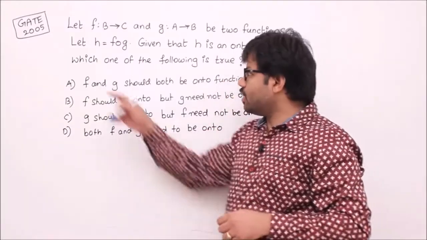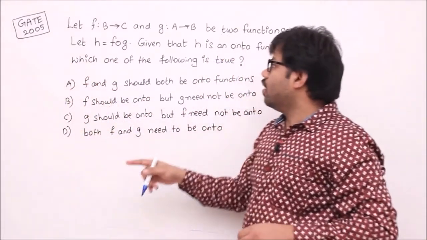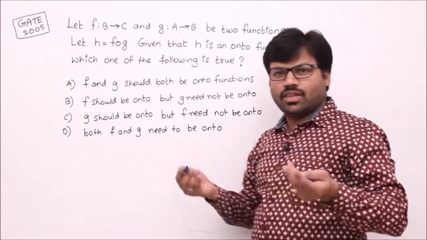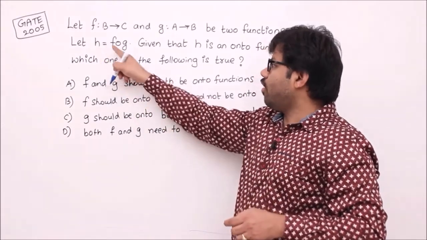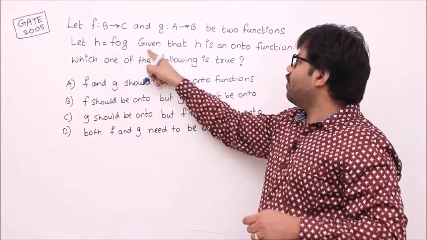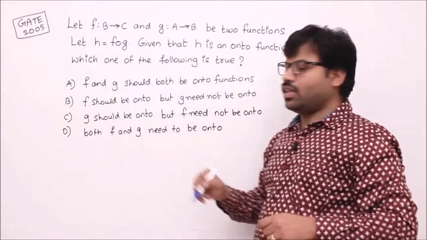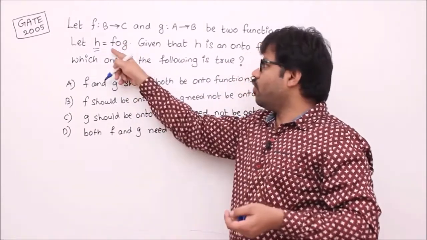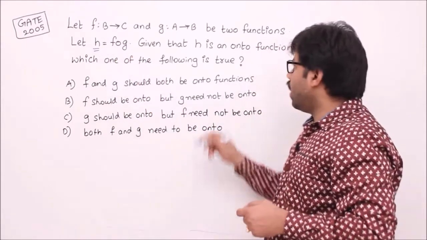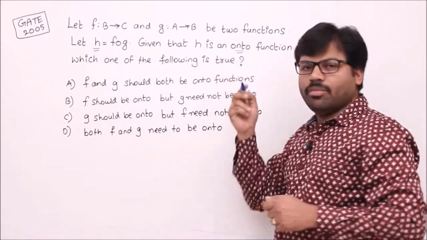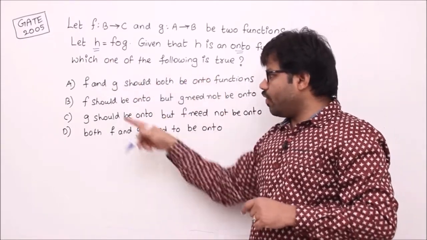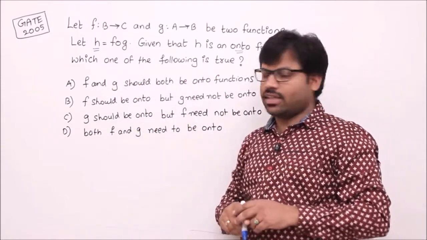Let's take one more question which was asked in 2005. Let f be from B to C and g from A to B, two functions. h is f o g. Given that h is an onto function, two things are given about h. h is a composite function, which is f o g or f circle g, and it is an onto function. We have to remember it. Now, which one of the following is true? We have to identify which of the following options is correct.